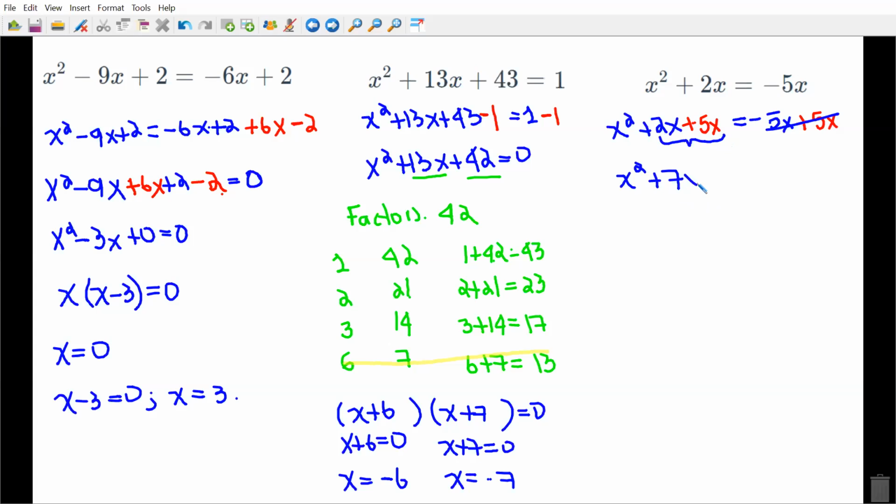Very good. So what Isabella just did was she collected like terms, and 2x plus 5x is going to be equal to 7x, right? So x squared plus 7x is equal to 0. And here, what do we do? We use the distributive property. So you factor the greatest common factor, that is going to be x, multiplying x plus 7 equals 0. And so x will be equal to 0, and x plus 7 is going to be equal to 0. So here, x is going to be equal to what?